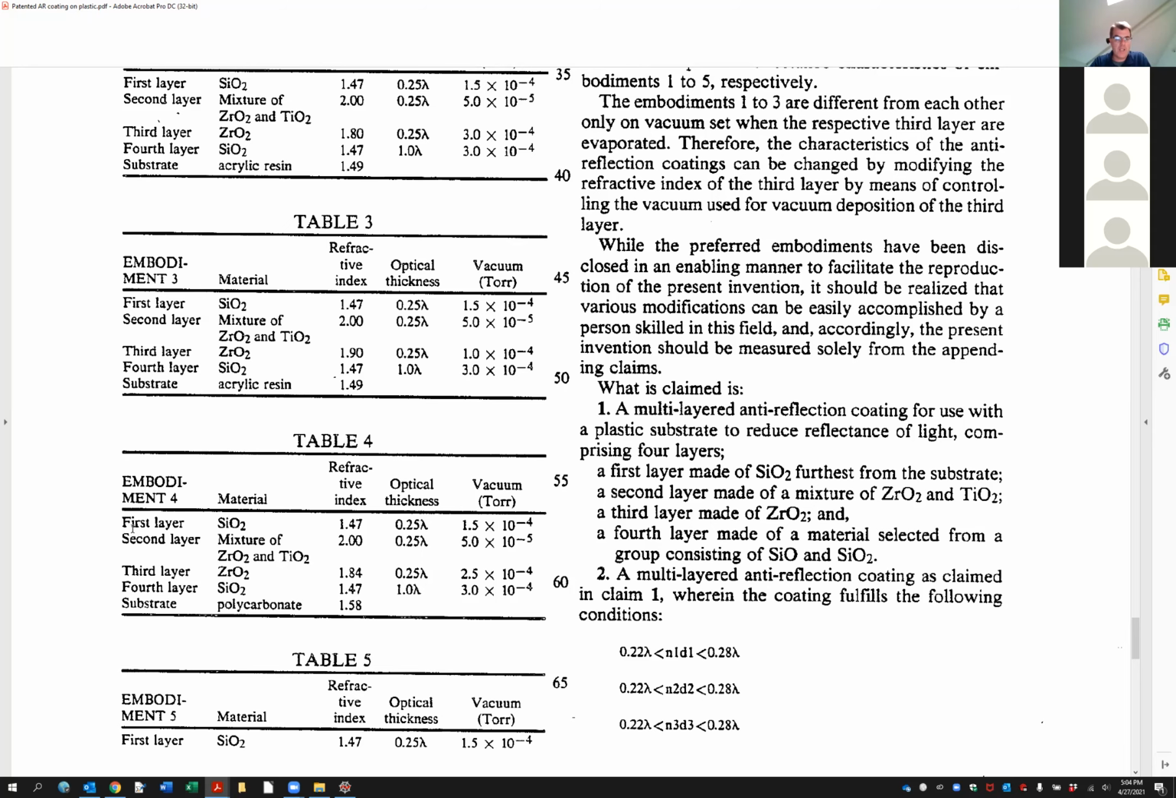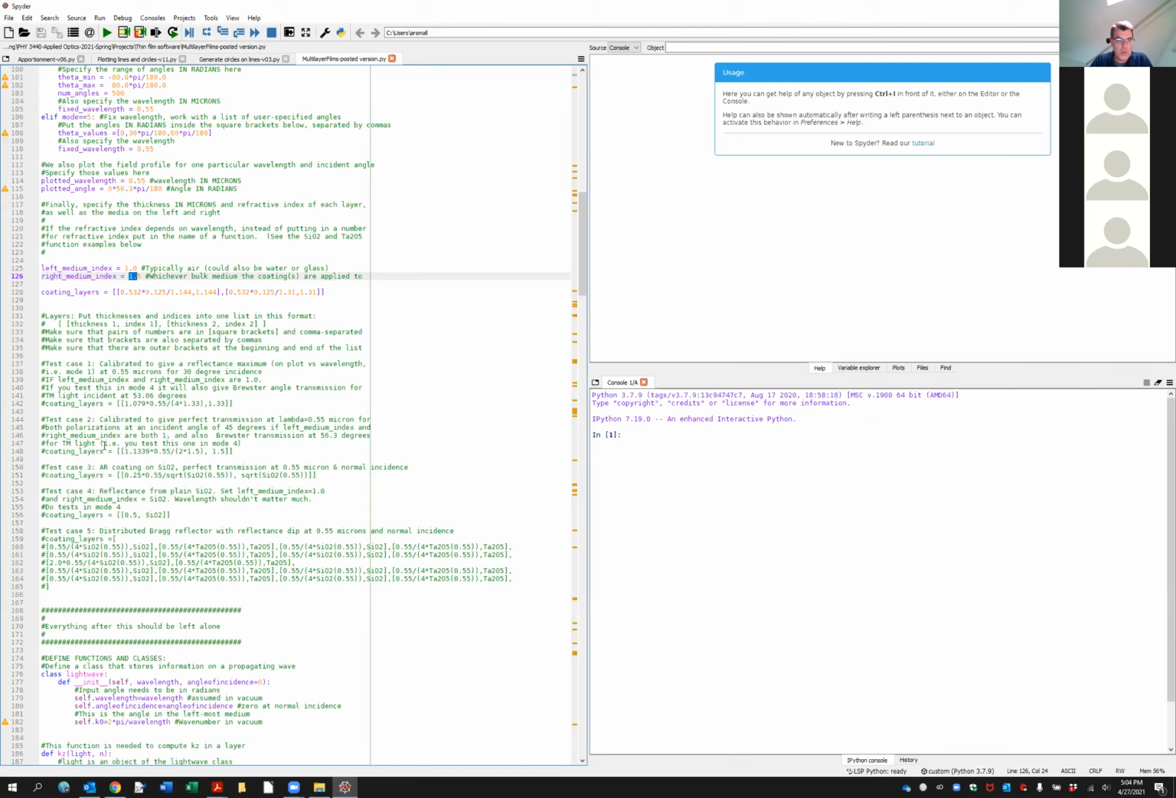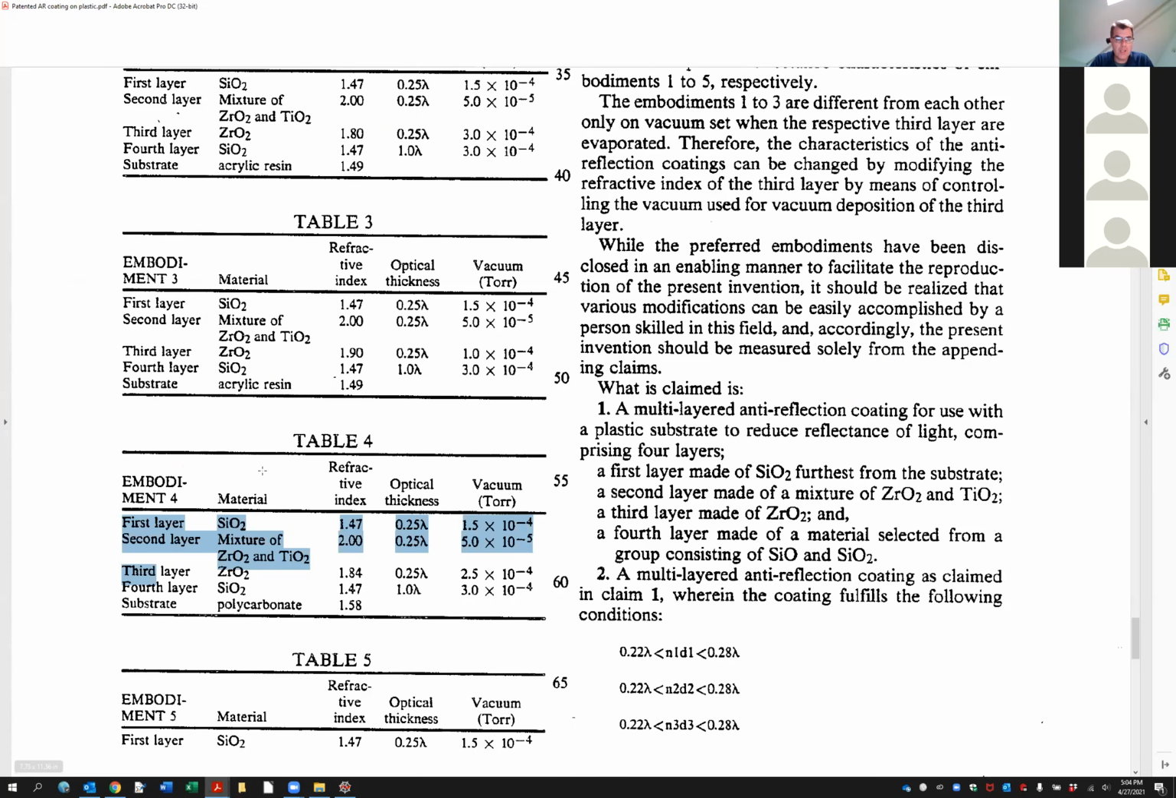So we would say that these 4 layers would correspond to whatever things we're going to put in coding layers. We'd have 4 pairs of numbers. And in each pair of numbers, you would have a thickness and then an index. And then right medium index would be whatever the index of polycarbonate is. So your indices would be, say, these if you were doing table 4. Your right medium index would be 1.58. Your left medium index would be air.